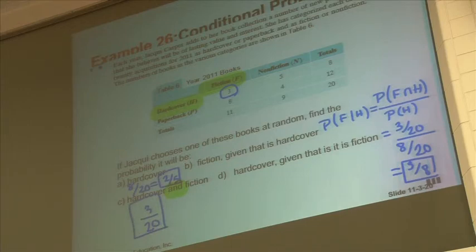Oh, Siri. Siri, can you help us with probabilities? Siri, search for conditional probability.